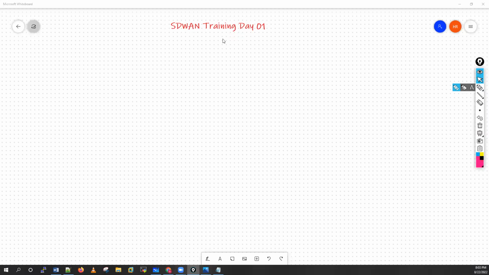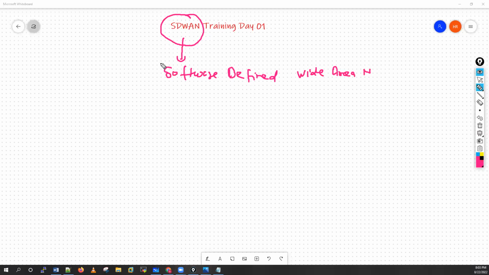So SDN, if I tell you the full form, SD-WAN stands for software defined wide area networking. So it's a software defined wide area networking, guys. This is the full form of SD-WAN.